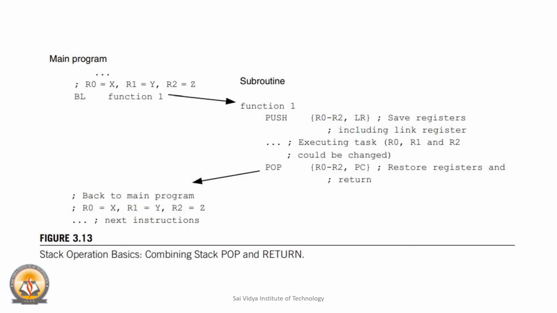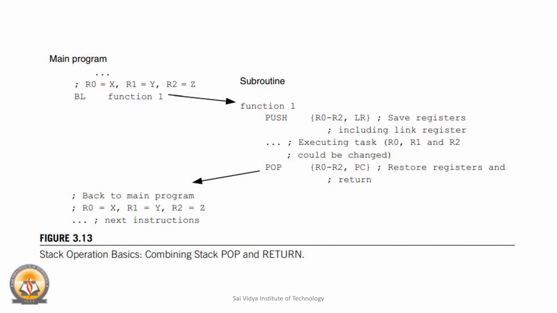We can also combine the pop operation along with the return operation. In this particular example, the main program, while executing, has the values of R0, R1 and R2 as X, Y and Z respectively. When a branch calls for a function 1 subroutine, the values of these registers are pushed inside the stack pointer along with the link register content.